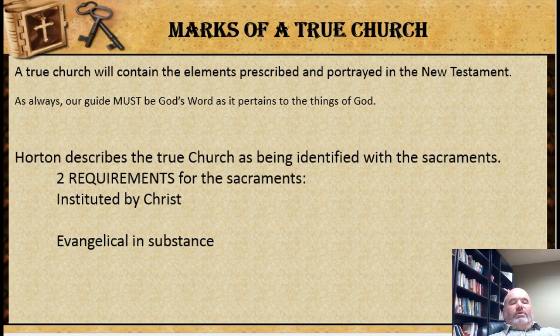And in your reading, Horton describes the true church as being identified with the sacraments and the two requirements for the sacraments. In other words, the two things that the New Testament would list as qualifications for them being sacraments are, number one, that they are instituted by Christ, and number two, that they are evangelical in substance. And I think that's an important thing for us to remember, that as we partake of these sacraments, as we practice these aspects of what has been instituted in the New Testament, we are careful to understand them not only for what they reveal in a pictorial sense, but also how they impact us, and how they unite us or draw us together as the historic Orthodox Christian Church.